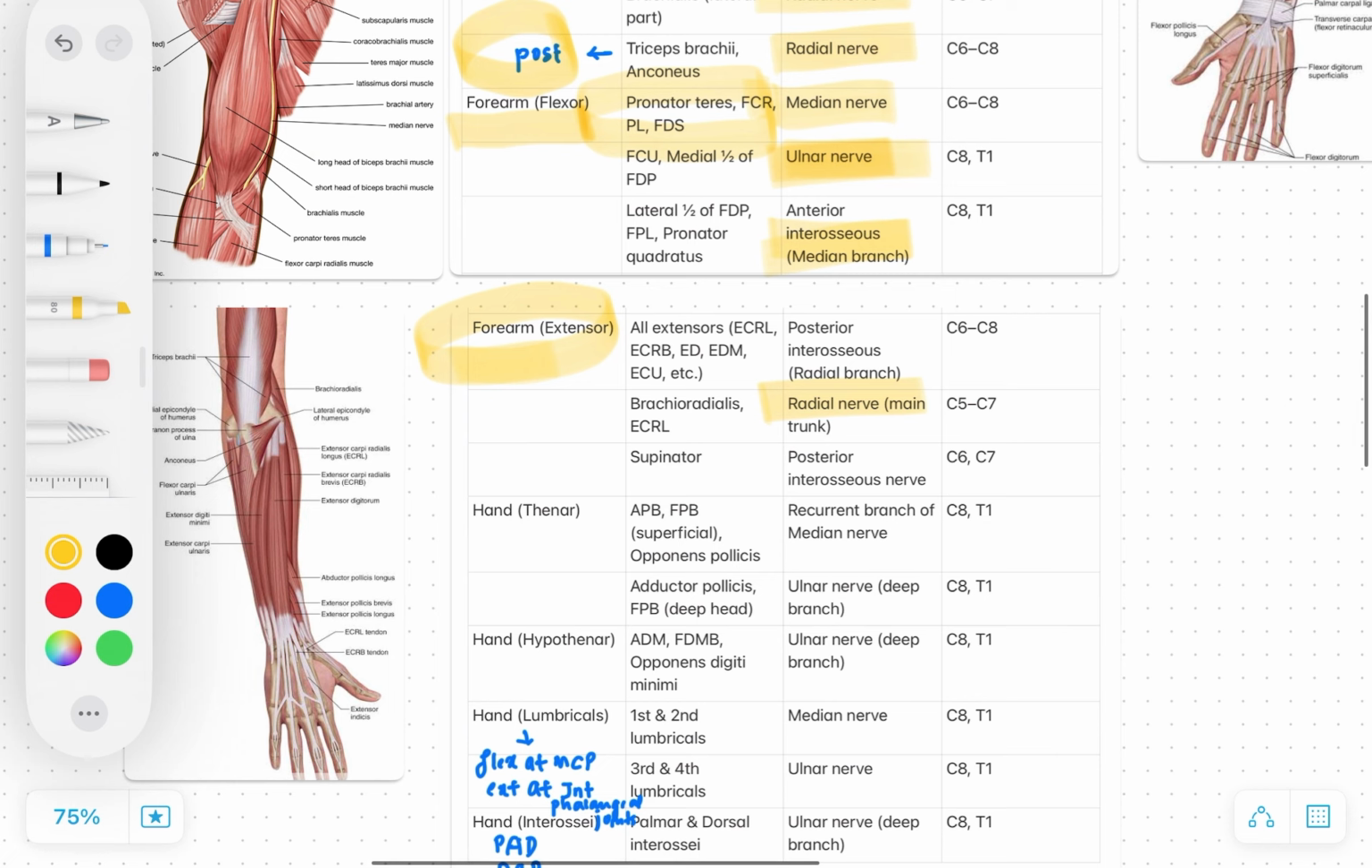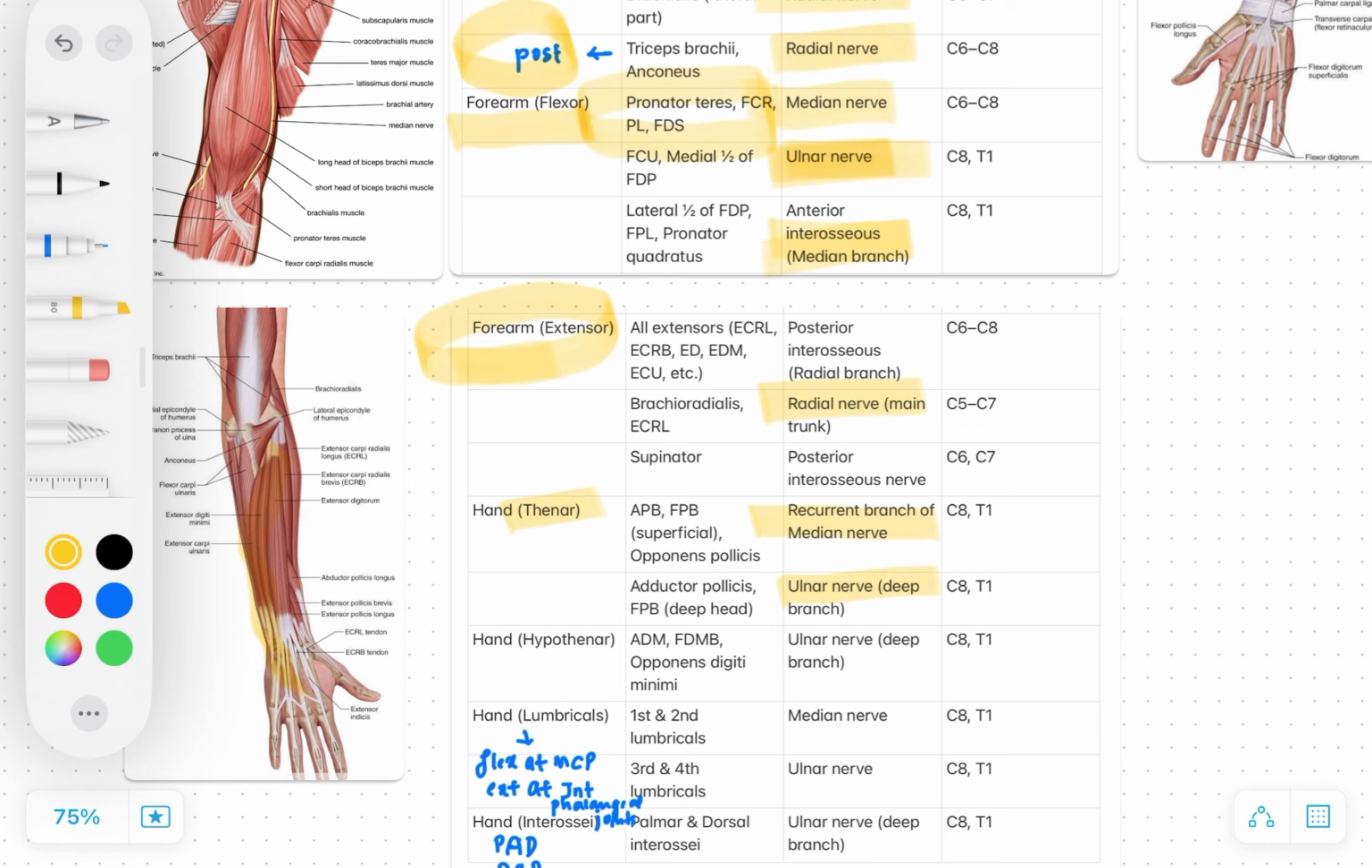Then hand, thenar muscles. Next, we will see the intrinsic muscles of the hand. Extrinsic muscles of the hand are nothing but the forearm muscles which are actually inserting on the hand. This helps in coarse movements of the hand. But intrinsic muscles like thenar, hypothenar, lumbricals and interossei help in fine movements of the hand. So thenar muscles are supplied by the recurrent branch of the median nerve and also the ulnar nerve.